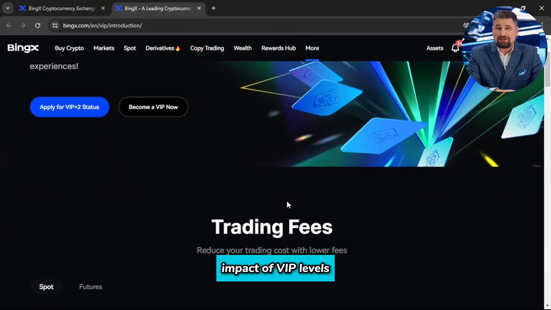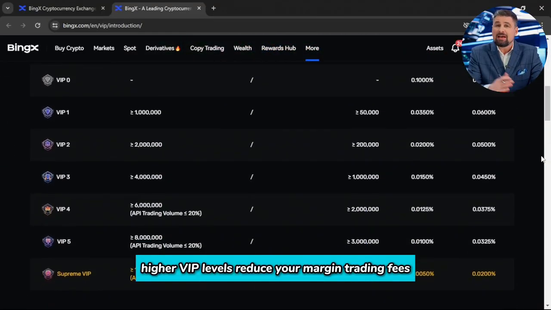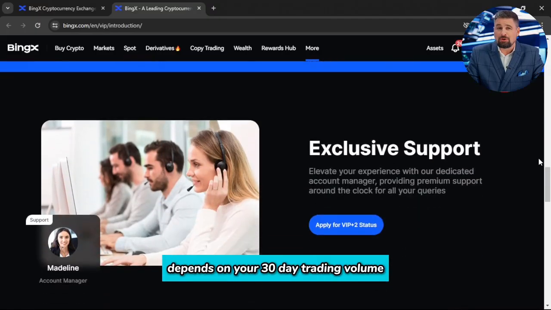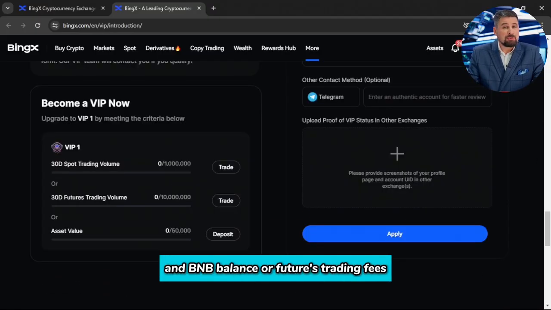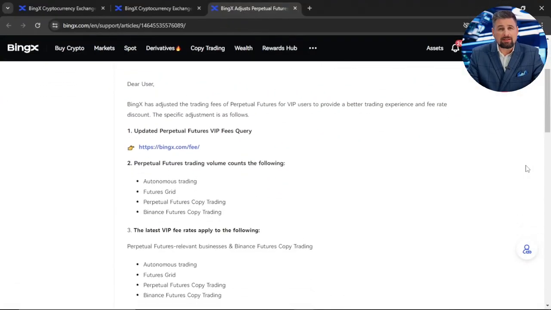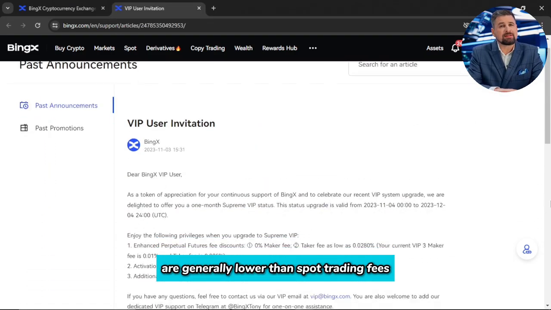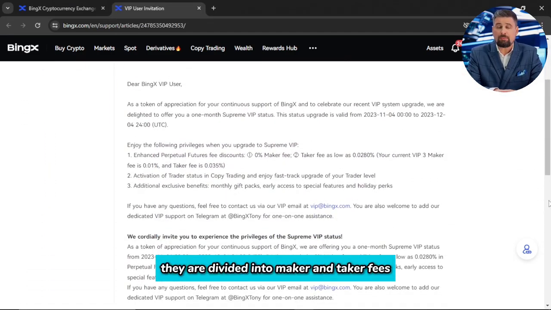Impact of VIP levels. Higher VIP levels reduce your margin trading fees. Achieving VIP status depends on your 30-day trading volume and BNB balance. Futures trading fees. Futures trading fees on BingX are generally lower than spot trading fees. They are divided into maker and taker fees.